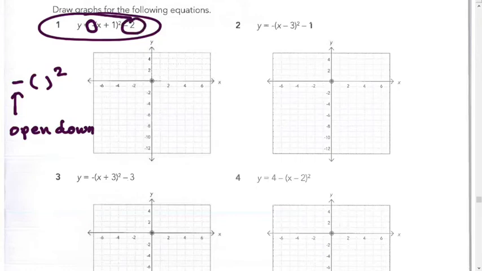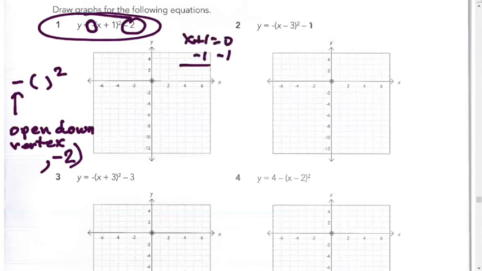The negative 2 tells me that it's going to move down 2. So that means my y value is negative 2 for the vertex. And then x plus 1 equals 0. Subtract 1 from both sides gives me x equals negative 1. So that's where my vertex is going to be. Left 1, down 2. It's going to be right there.